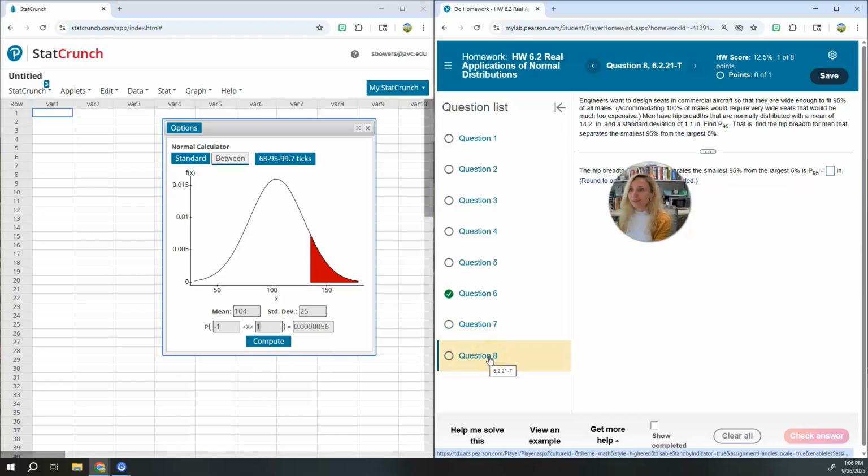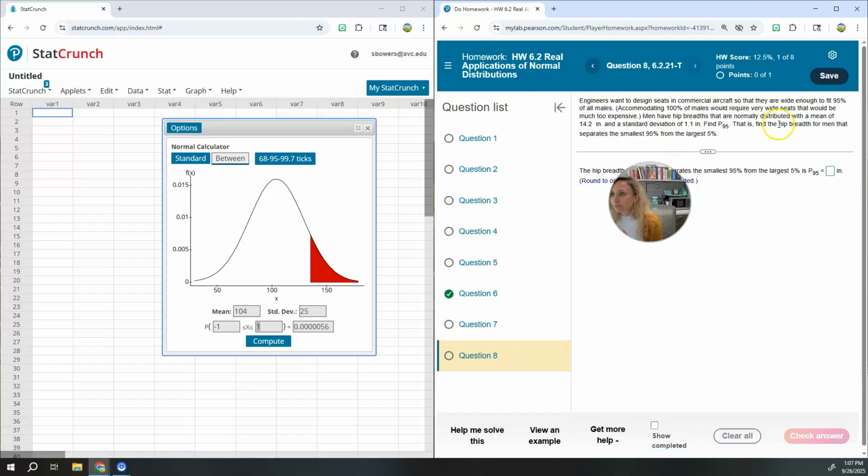Now, the last question is asking about percentiles. Let's read it. Engineers want to design seats in commercial aircraft so that they are wide enough to fit 95% of all males. Accommodating 100% of males would require very wide seats that would be much too expensive. Men have hip breadths that are normally distributed with a mean of 14.2 inches and a standard deviation of 1.1 inches. Find percentile 95. That is, find the hip breadth of men that separates the smallest 95% from the largest 5%. So we're looking for that z-score, right?